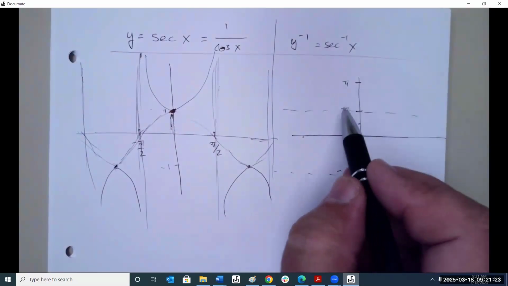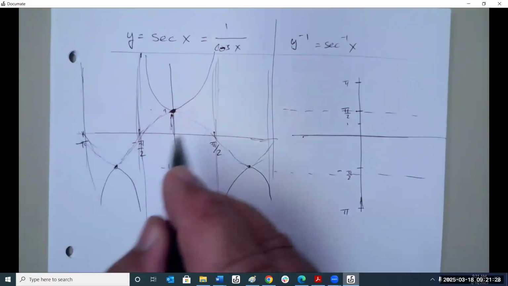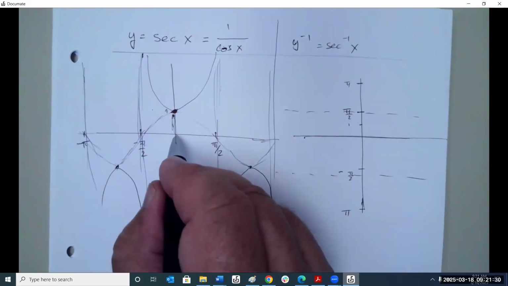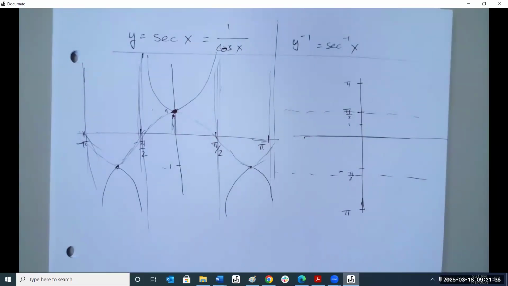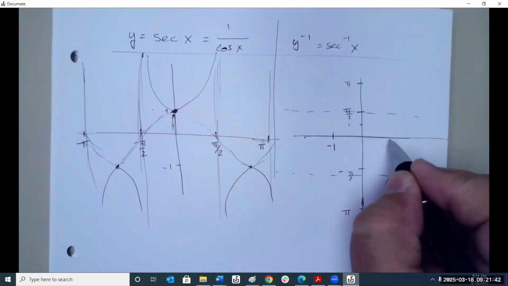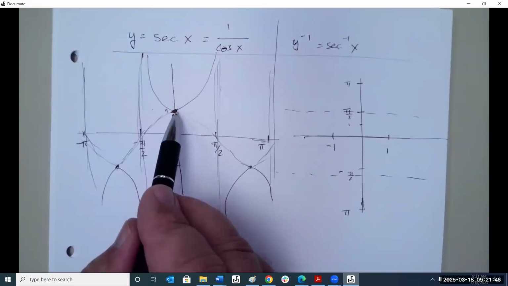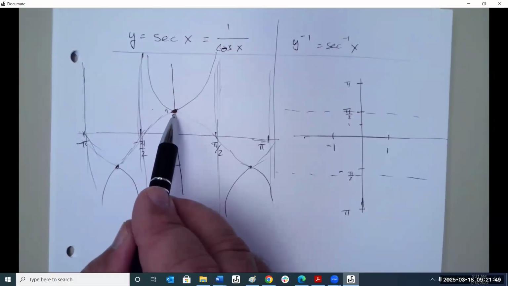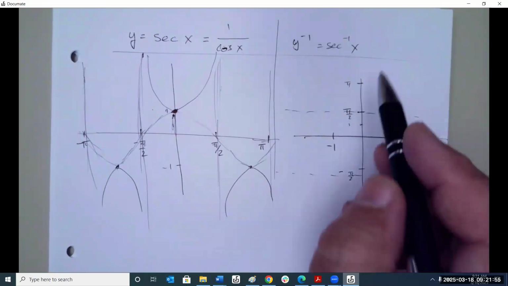So what happens on this side from here? We have negative pi, and here we have pi. So what happens to our graph? This is at -1. This is at +1. Because that's where our function starts. So what happens in our graph here?